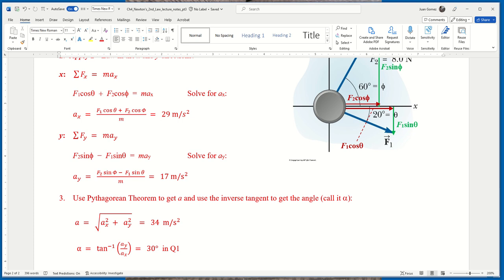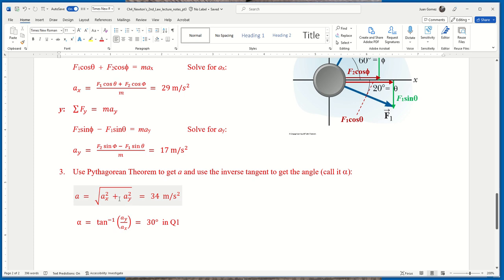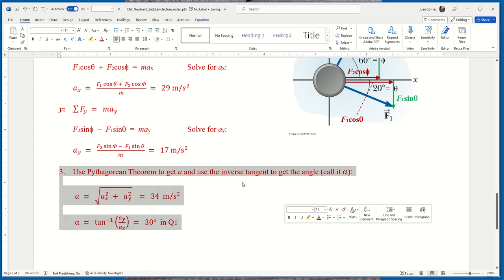Okay? Now let me go ahead and use the Pythagorean theorem to get a. a is equal to root ax squared plus ay squared. You get 34 meters per second squared. Then I'm going to use the arctan, the inverse tan, to get the angle. I'll call that angle alpha. Alpha is equal to the arctan of ay over ax. Plug in ay, which is 17, ax is 29. You get 30 degrees. I know it's in Q1. So this is the final complete answer. a is equal to 34 meters per second squared at 30 degrees in Q1.